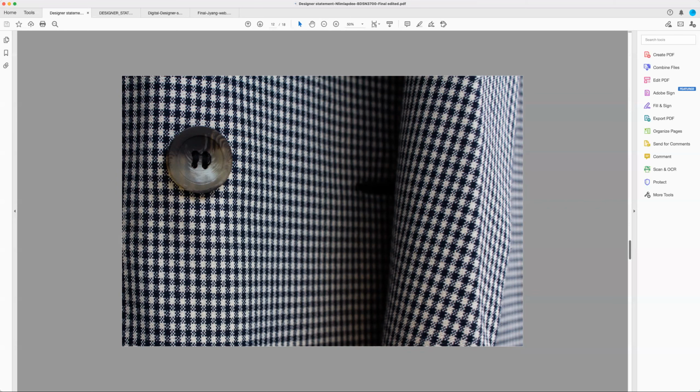We don't see the whole jacket. We don't see the thing that the jacket is sitting on or draped over. We don't see the person wearing the jacket. We just see and we focus in on the details, the fabric, the texture, and we associate these things to the person that wrote the designer statement.